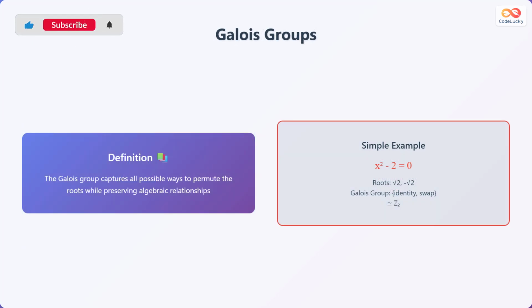The Galois group captures all possible ways to permute the roots of a polynomial, while preserving algebraic relationships. For example, consider the simple polynomial x^2 - 2 = 0. The roots are the square root of 2 and minus the square root of 2. The Galois group in this case consists of the identity operation, which leaves the roots unchanged, and a swap operation, which interchanges the 2 roots. This group is isomorphic to Z2, the cyclic group of order 2.